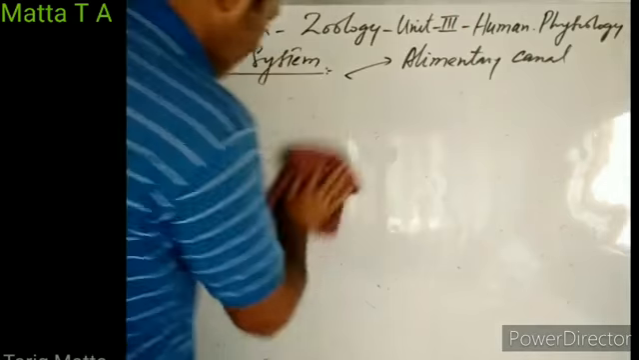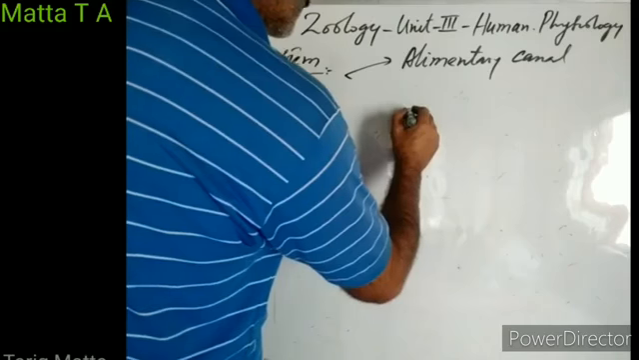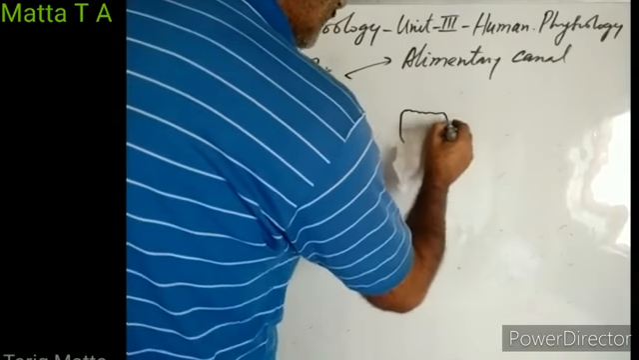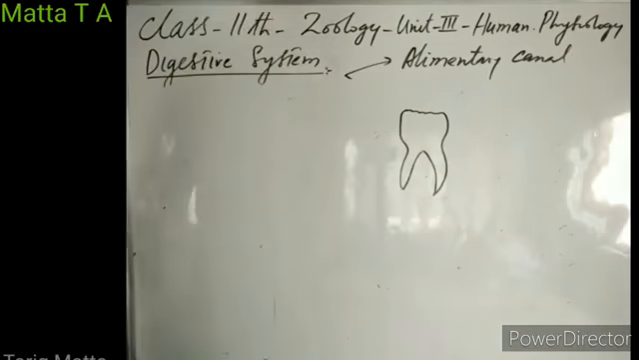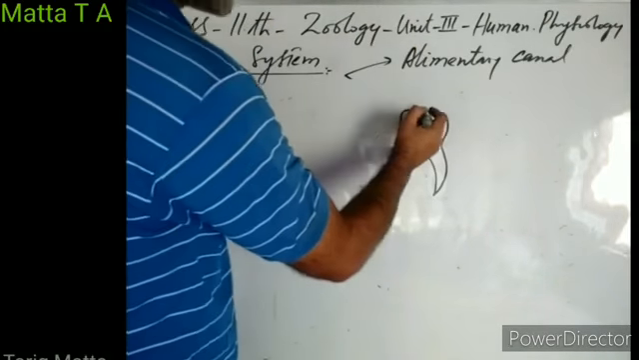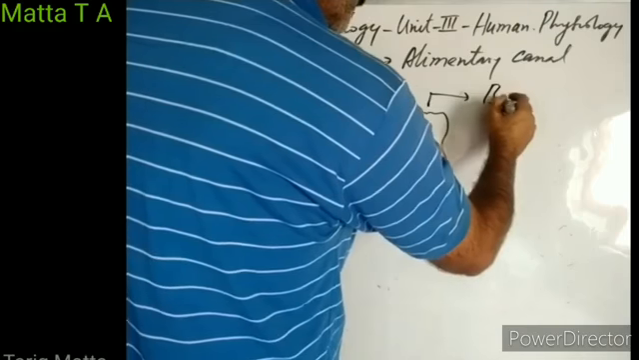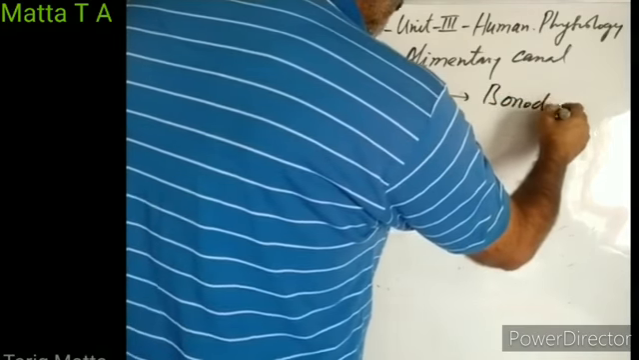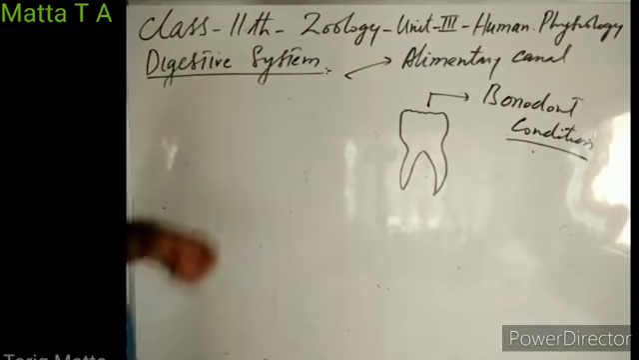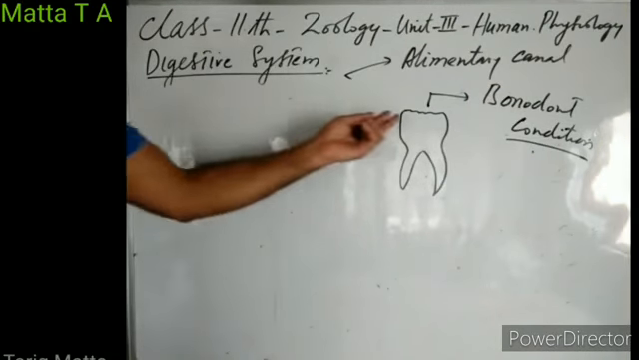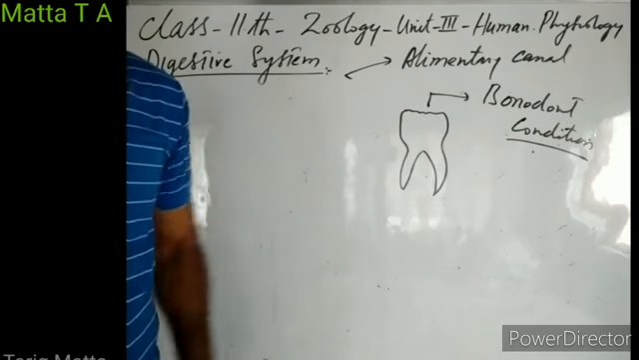Our premolars and molars, they are flat at the top. So they don't have high ridges, they have flat ridges, low ridges. This condition is known as bunodont condition. So our premolars and molars, they have got low cusps. They don't have very high ridges, right? This condition is known as bunodont condition.